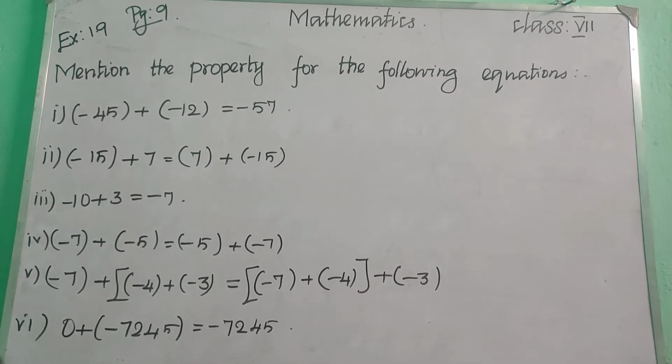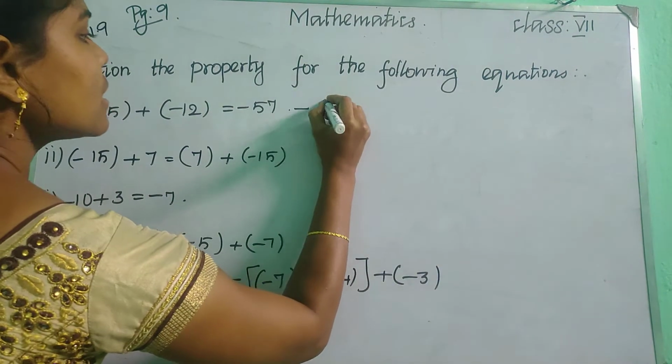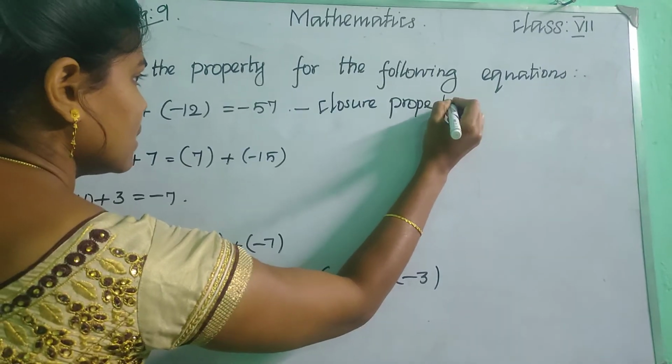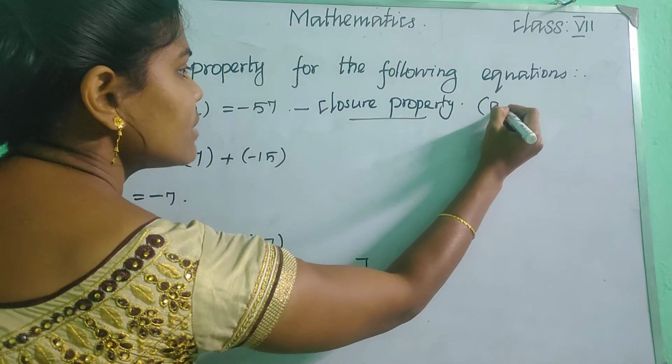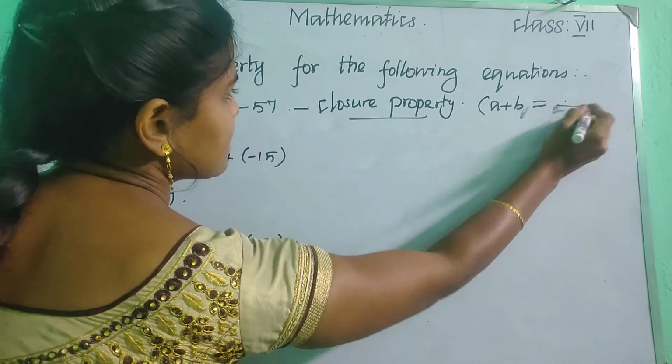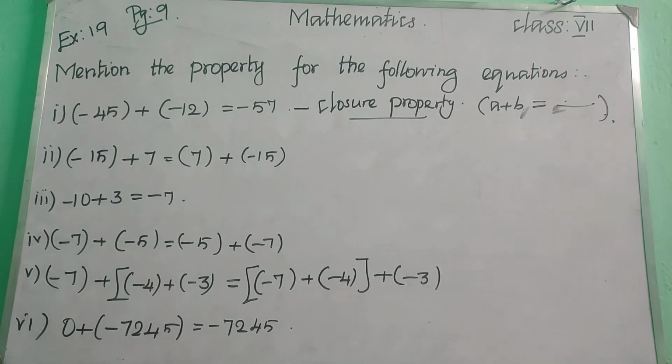We are going to find the property of these equations. The question is, mention the property for the following equations. The first question, minus 45 plus minus 12 equal to minus 57. We know if A plus B gives an answer, that is closure property. So we can say the addition of integers is closure. So it's by closure property.